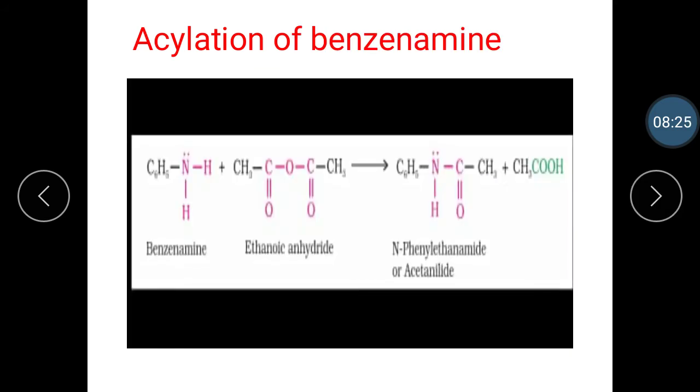Then the next reaction is acylation of benzenamine. Let's see here, we take benzenamine and react it with ethanoic anhydride. This nitrogen donates its lone pair of electrons to this carbon. When nitrogen donates its electrons to this carbon, the bond between this carbon and oxygen will break. Oxygen makes back bonding, and this acetate ion combines with this hydrogen, with removal of acetic acid and formation of N-phenyl ethanamide.